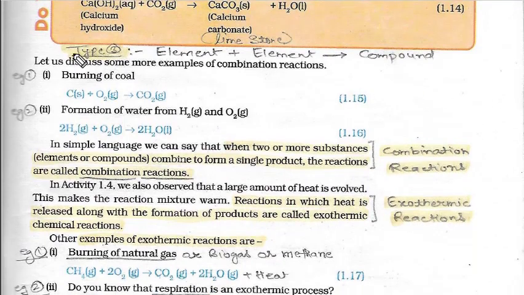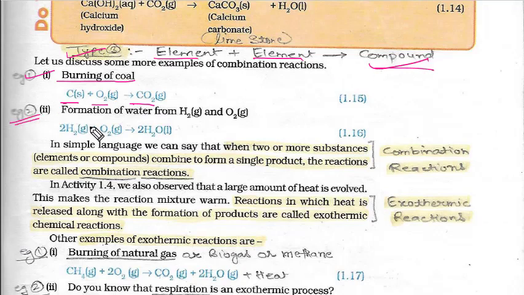Now what is our third type? Type third is element plus element give compound. That means on the reactant side there are always elements. So our first example is burning of coal. As you can see, here carbon is reacting with oxygen. Carbon is an element and oxygen is also an element. So they react to form carbon dioxide, which is a compound.